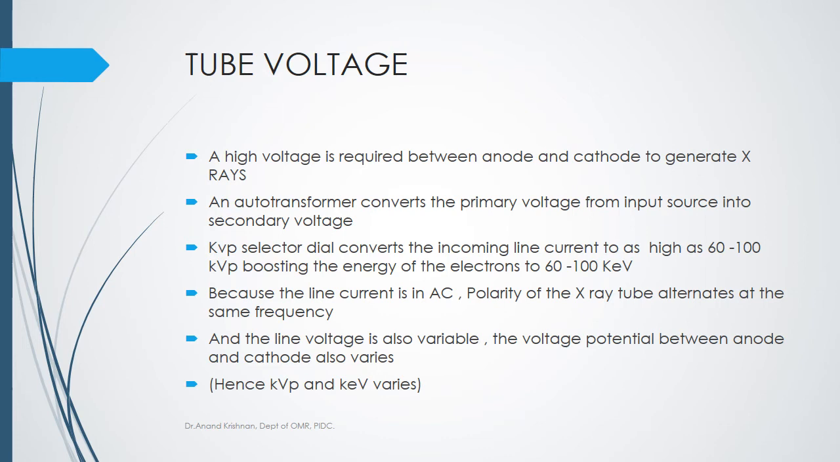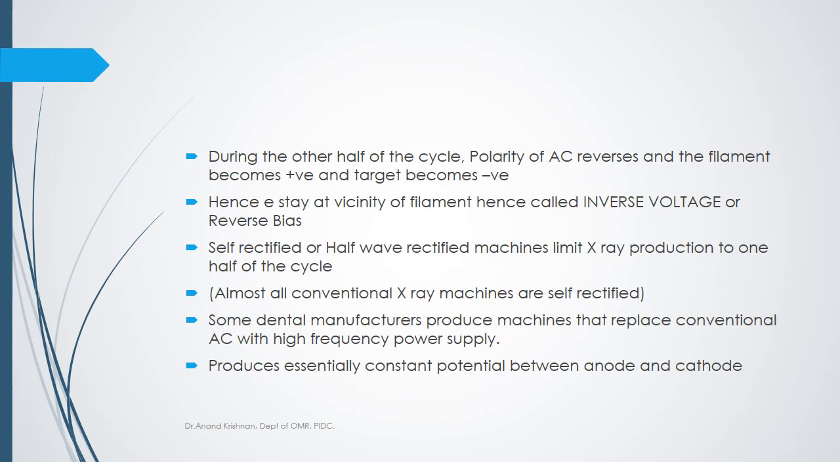because the line voltage is variable, the voltage potential between anode and cathode also varies. Here the important component for us is going to be the KVP. KeV is just theory, and KVP and milliampere mA is what we'll be actually handling while taking X-rays.